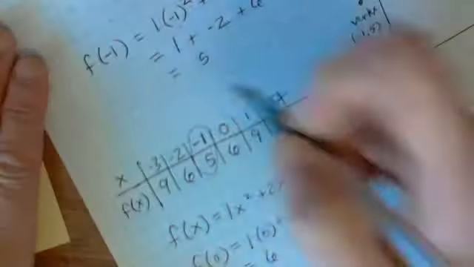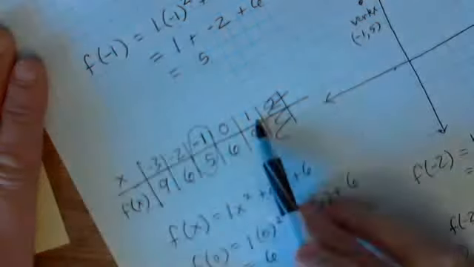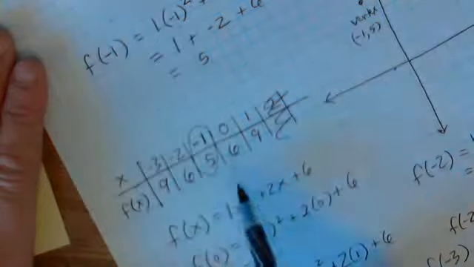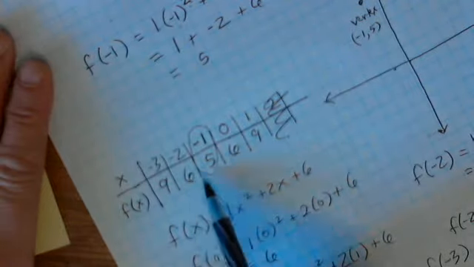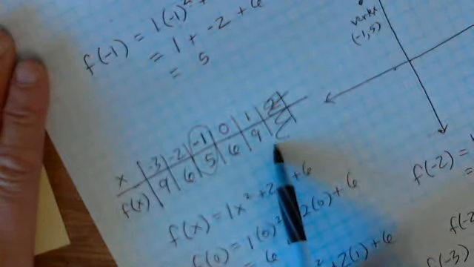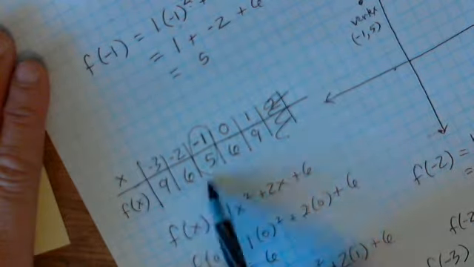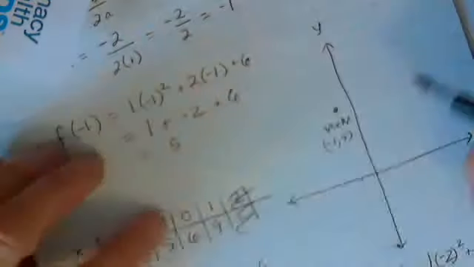Here was our vertex in the middle, and I found inputs and outputs for 2 values on each side of that. And look what the pattern is. 9, 6, 5, 6, 9. From the vertex it goes up this way and up this way. So let's finish plotting this now, and I'm wishing at this point that I'd made my graph higher. So let's see if we can make this work.